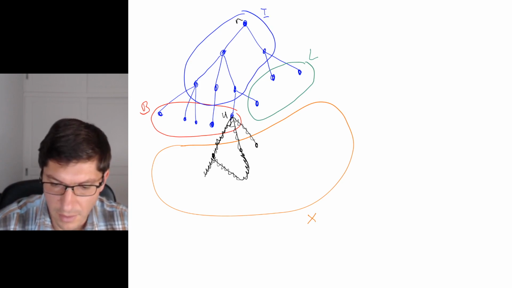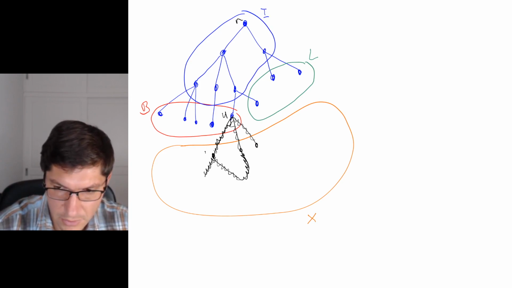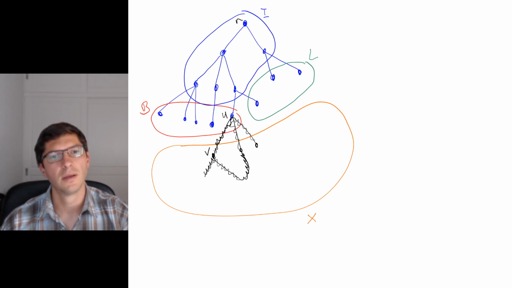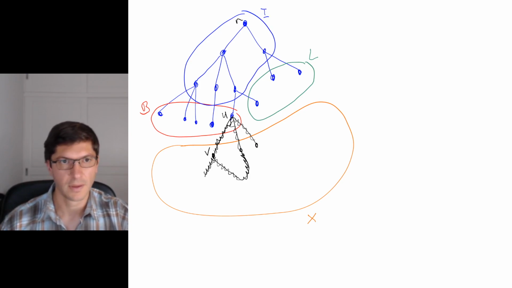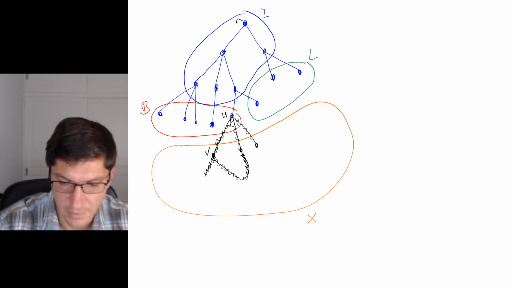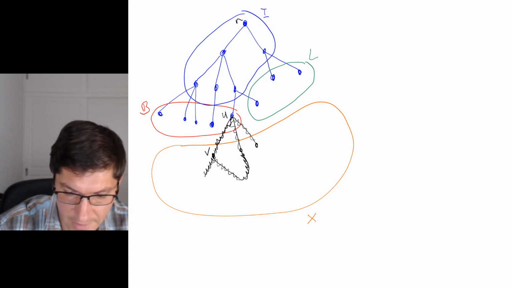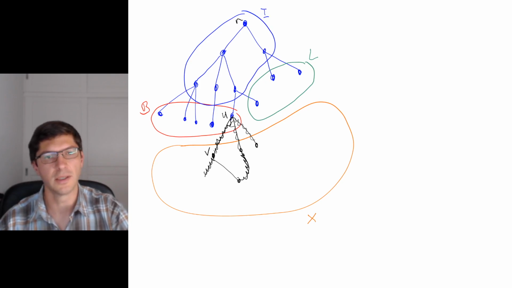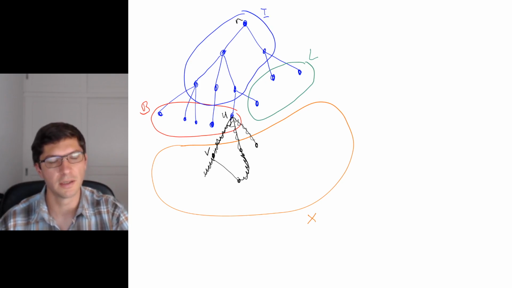Okay, so we added this edge UV. But we created a cycle, so we have to basically delete one edge of this cycle. And so what we can do is just delete the next edge on this cycle. So let's say we decide that this edge now will not be in our spanning tree anymore.